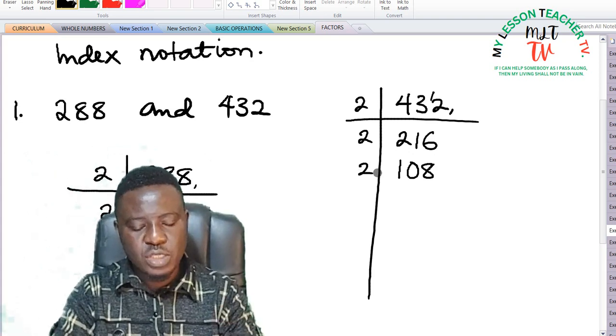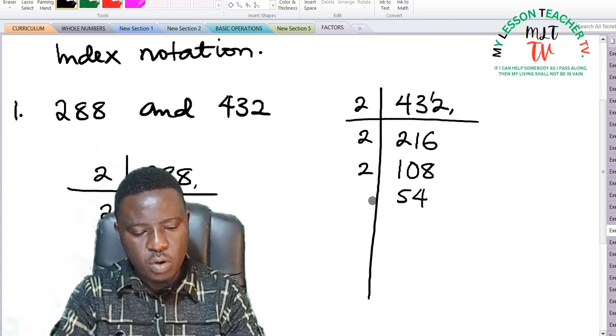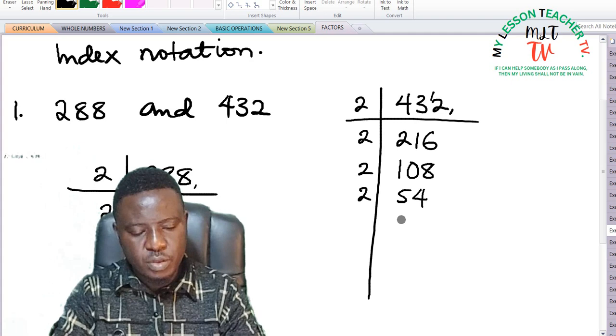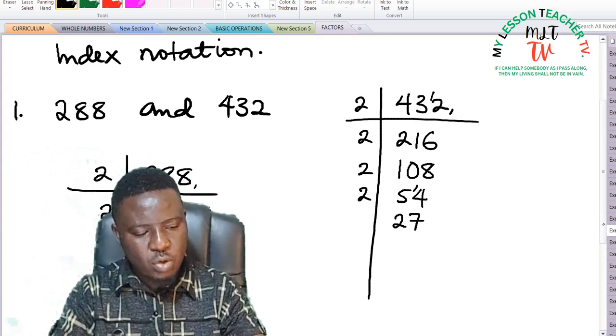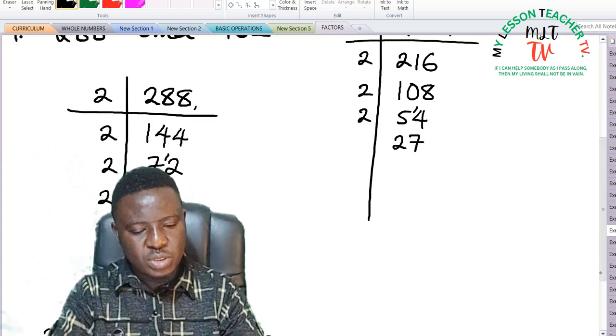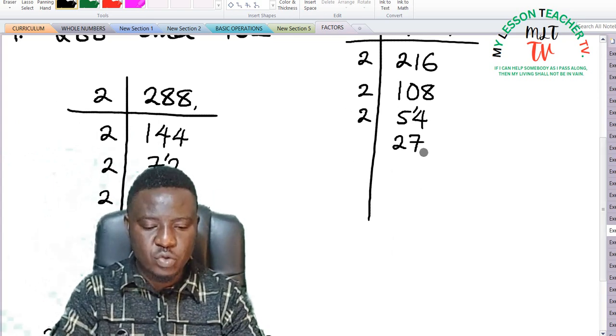2 can still divide for the same reasons. 2 into 1, it cannot. 2 into 10 is 5. 2 into 8 is 4. 2 can still divide. 2 into 5 is 2, remainder 1. 2 into 14 is 7. So 2 can no longer divide 27 because 7 is not a multiple of 2.